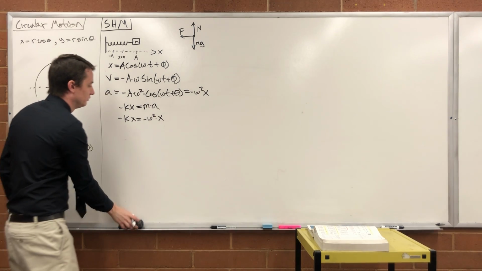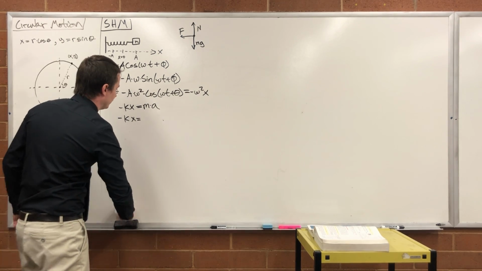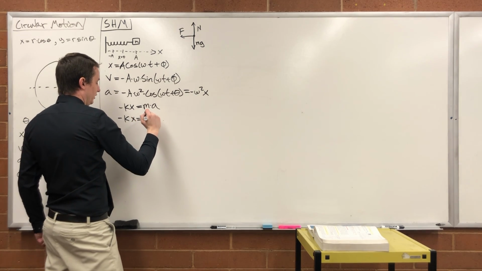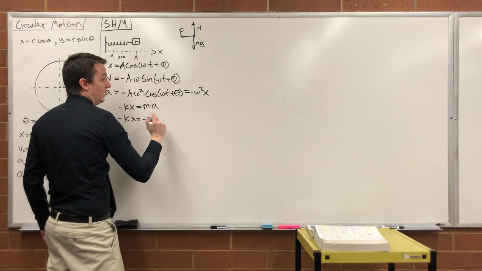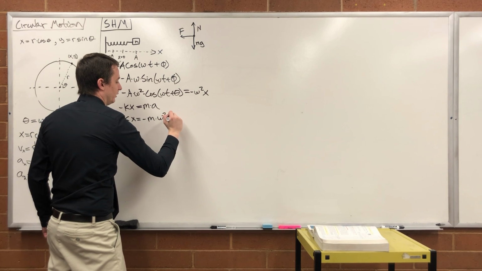Whoa, lost my m. Times it, yeah. I guess I could have stuck it there. Oops. So negative m times omega squared x.